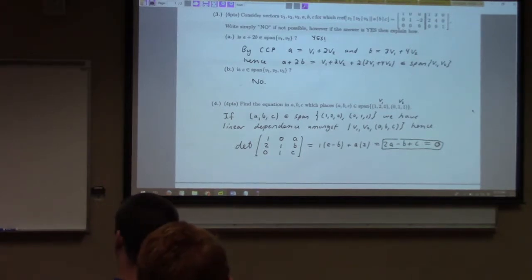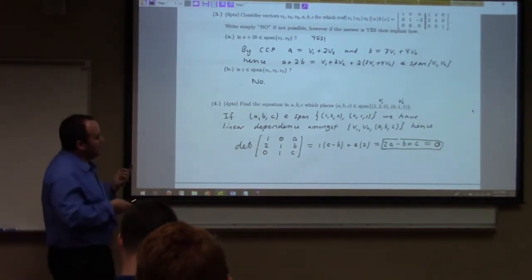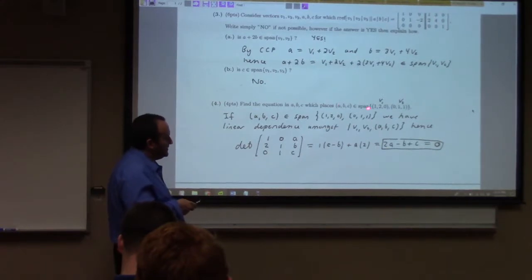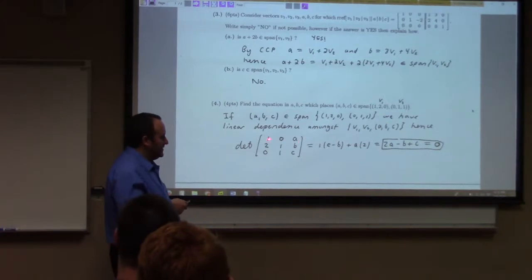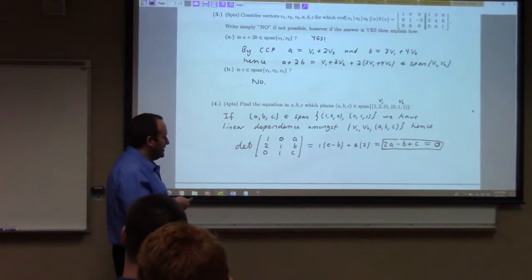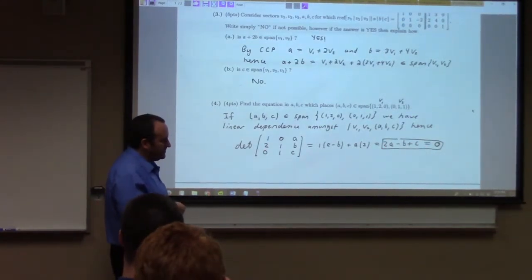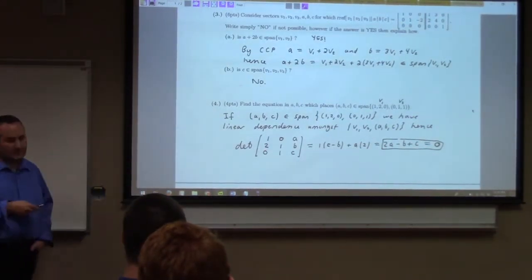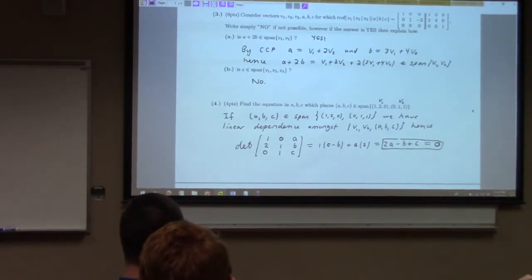Okay, so this one here, find the equation in a, b, c which places (a, b, c) in this span. Well, if we think about this, this means that (a, b, c) would be linearly dependent on V1 and V2, labeling these V1 and V2. So that would mean that this matrix has to have determinant 0. Otherwise, the columns would be linearly independent, which we don't want. So I put the determinant equal to 0, and that gives me the condition that I want. There are, of course, more complicated ways to try to do this, which is why you ran out of time.